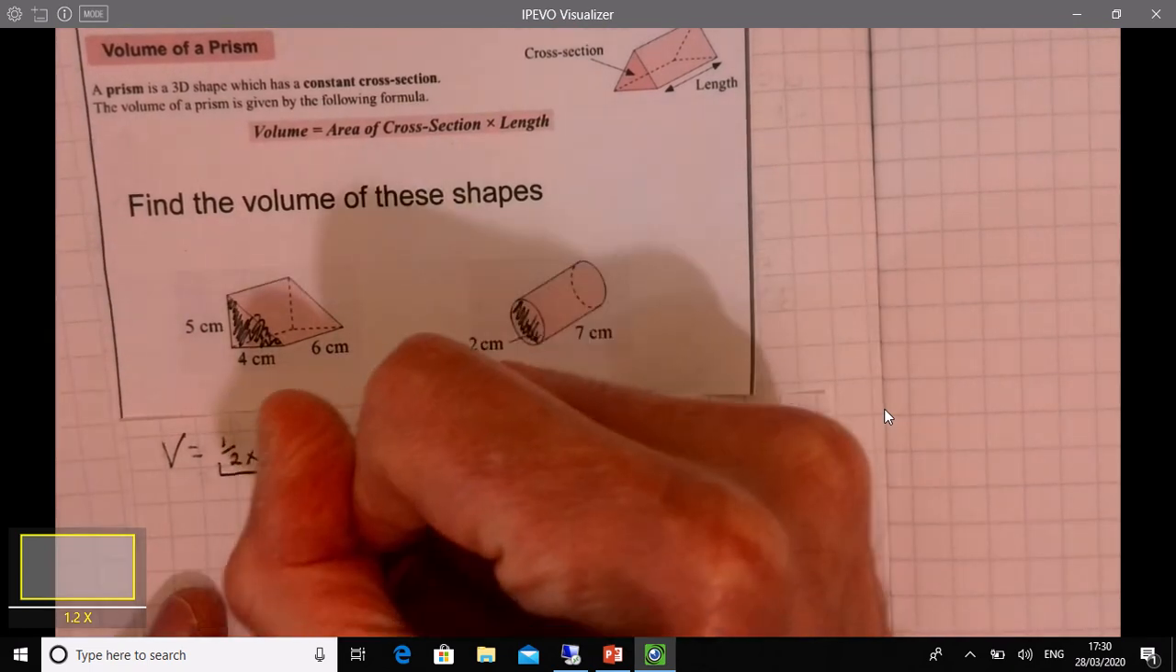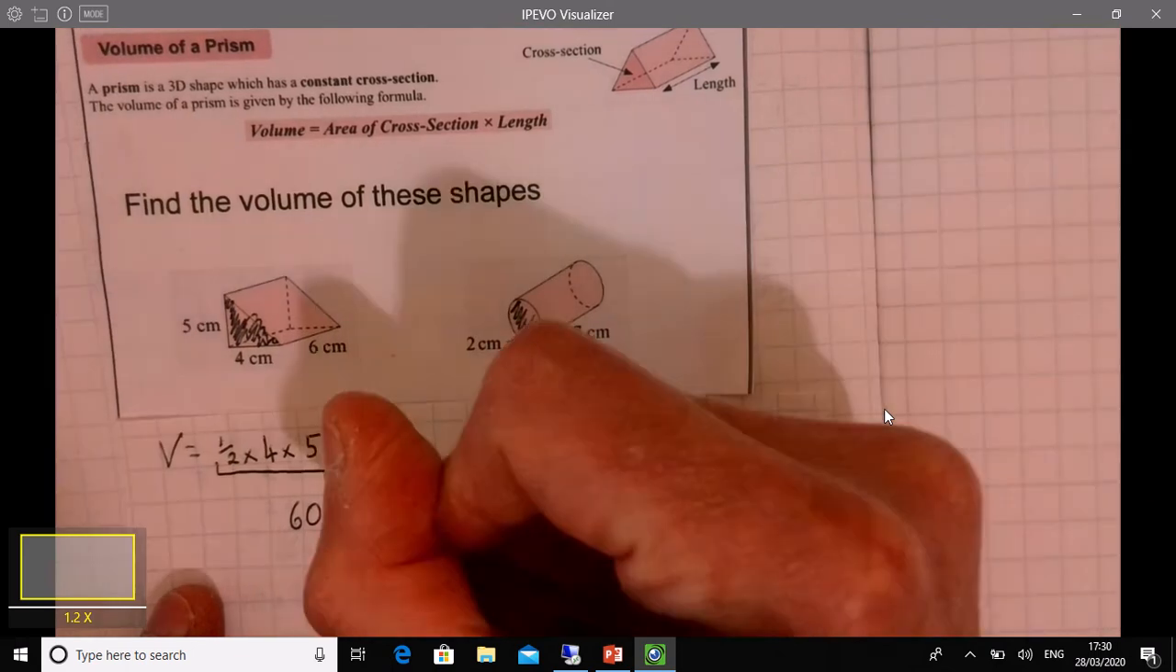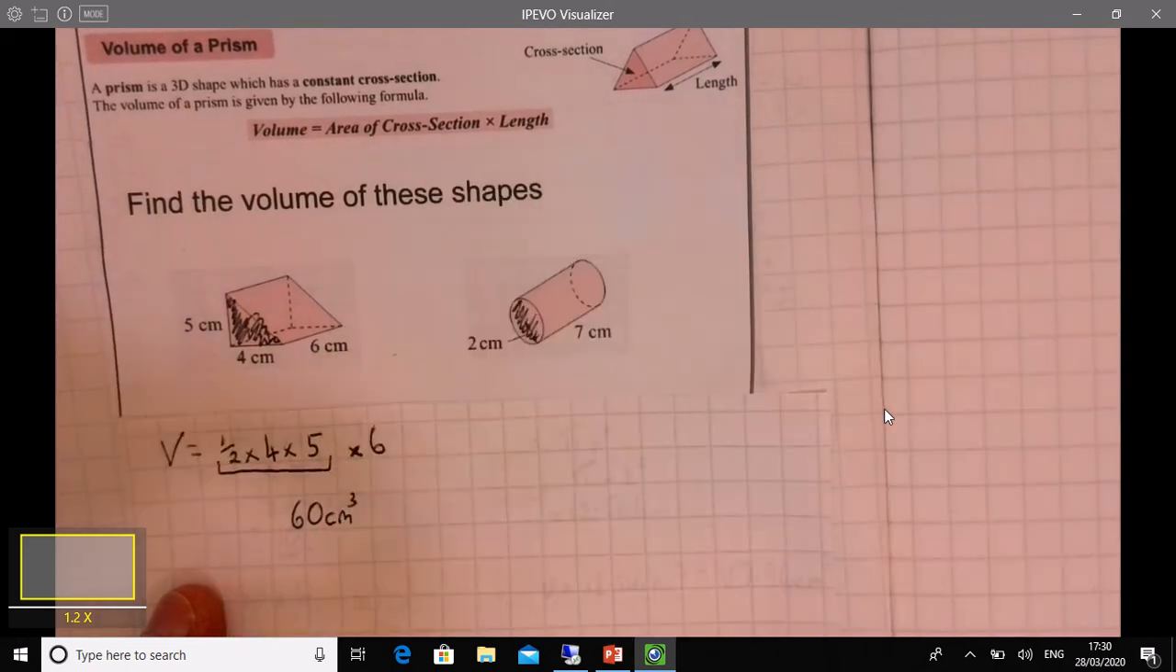You could pop all that in your calculator if you want to. Okay, so that'd be 60, and it's a volume, so it's centimetres cubed.